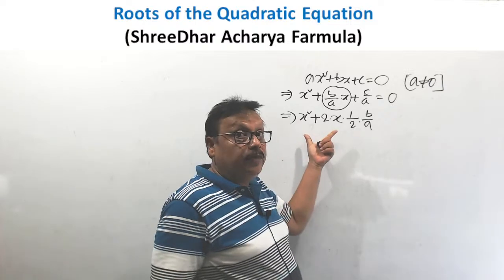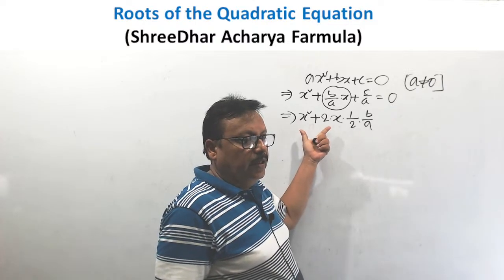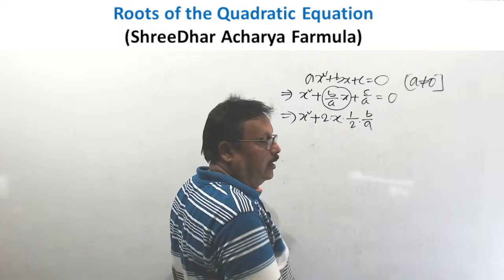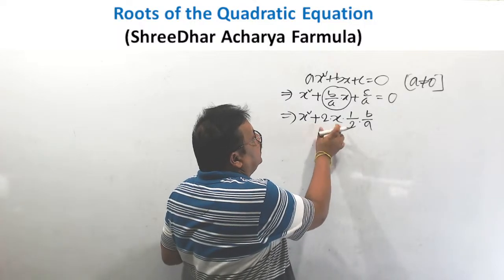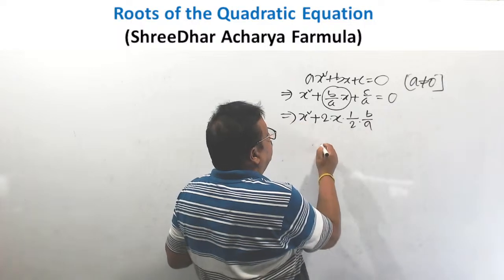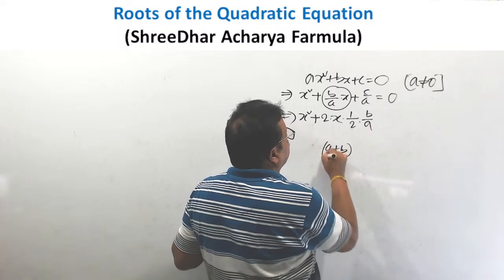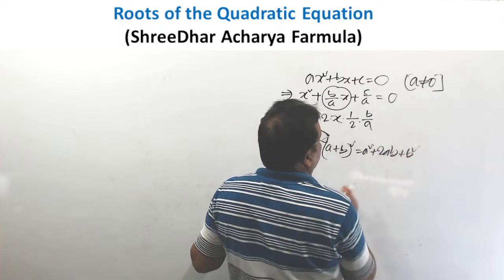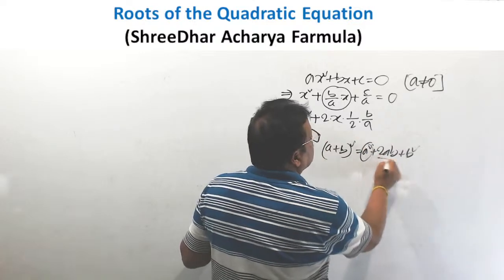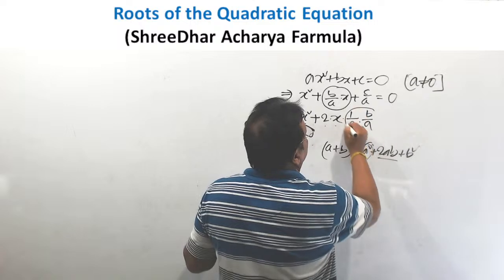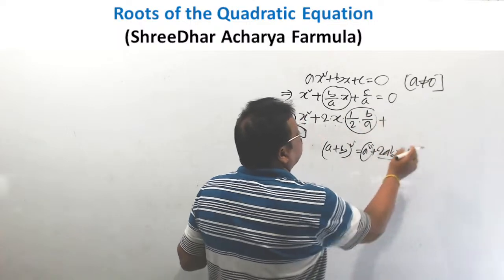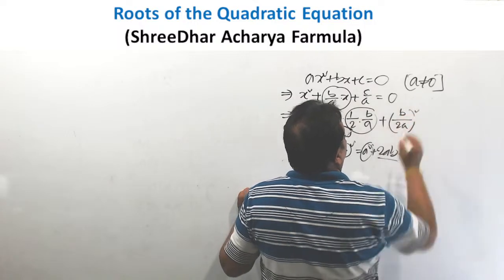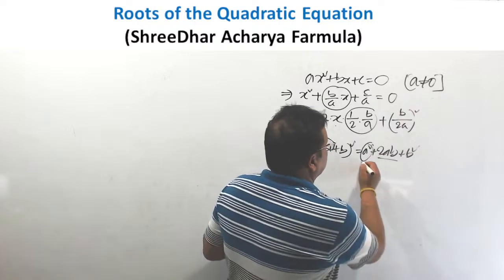If we look at the (a plus b) whole square formula, a square plus twice a into b. I am writing here (a plus b) whole square, that means what? This is equal to a square plus twice ab plus b square. A square means this term, twice ab means twice a into b, okay, plus b square. Plus b square means what? That is (b by 2a) whole square. Understood? Now this formula is complete.